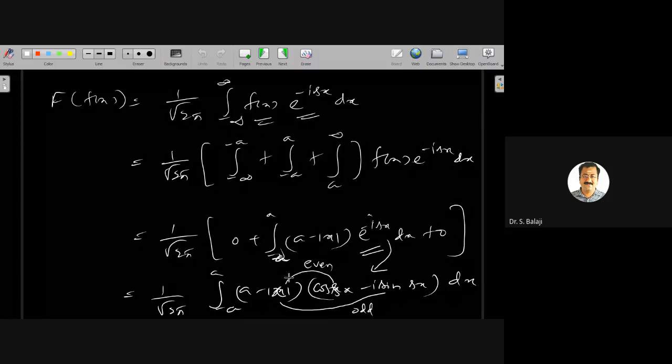For an even function over minus a to a, how can you write it? Twice the integral from 0 to a. Yes, very good. So we get root 2 by root pi, 2 into the integral from 0 to a of a minus mod x times cos sx dx. But for the odd function, what about the result here?